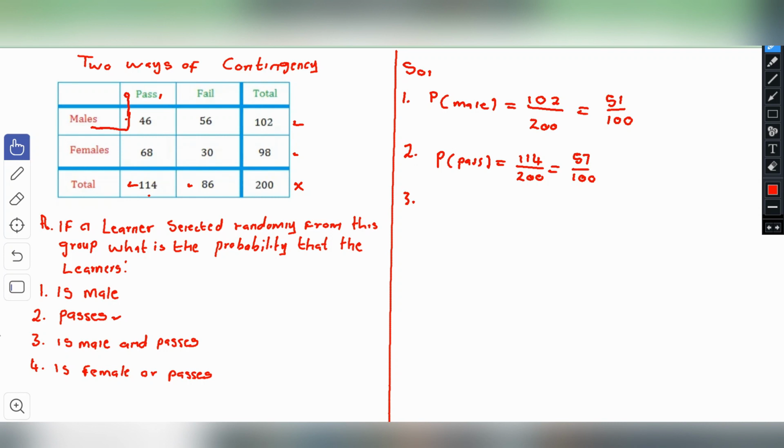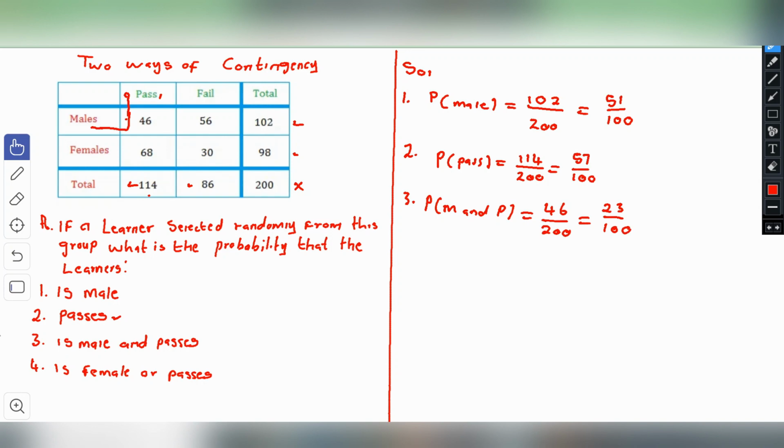You can see that. So this is the probability that the learner is male and passes, right? So we can see that the total number is 46. Therefore, the male and pass is going to be 46. Therefore, we divide everything by the total number of learners, which is 200. Therefore, 46 divided by 200 is going to give us 23 all over 100, right? So you can see that, guys, right?